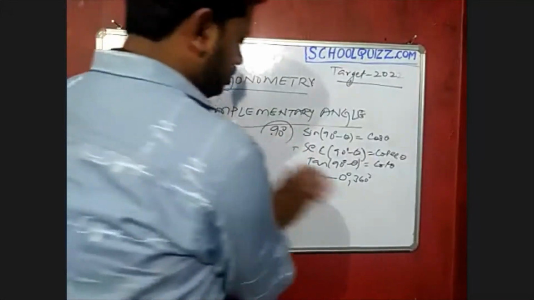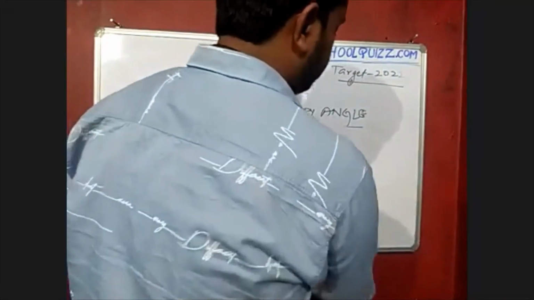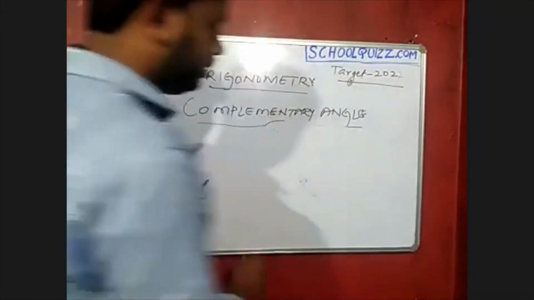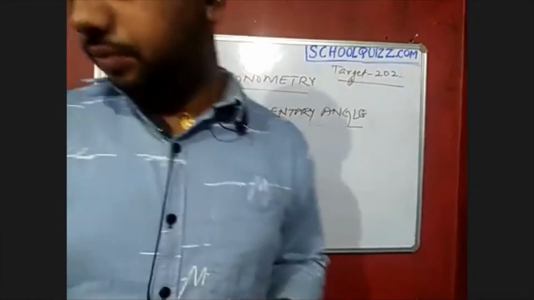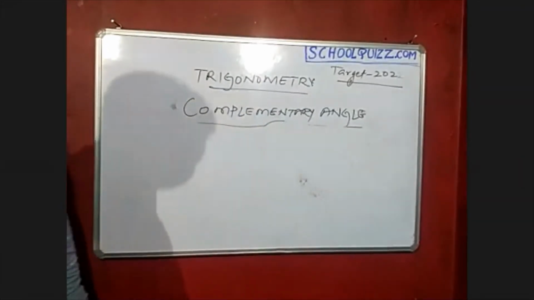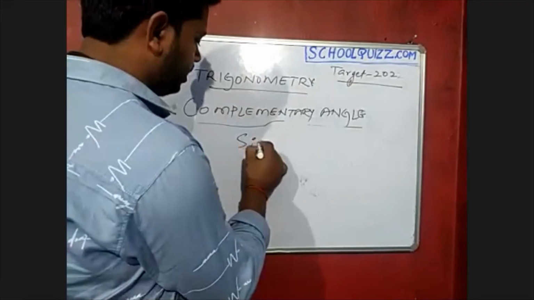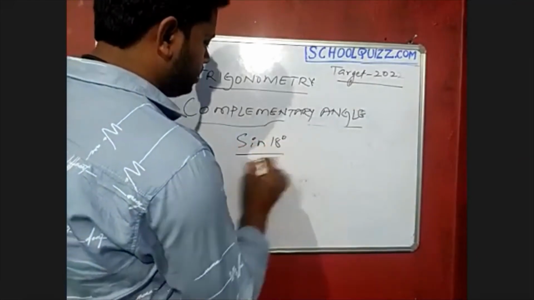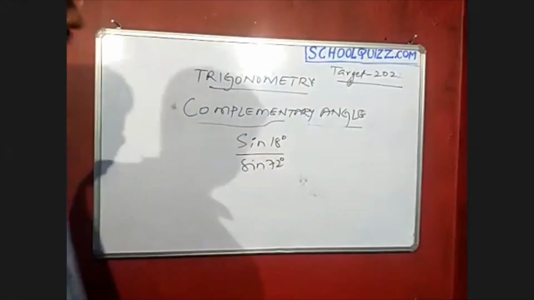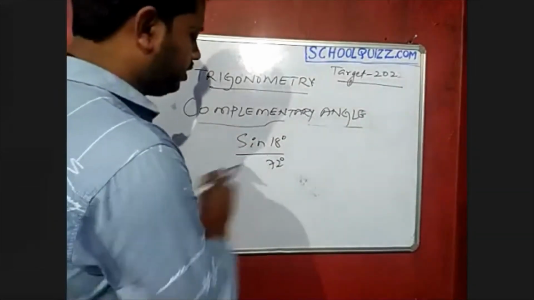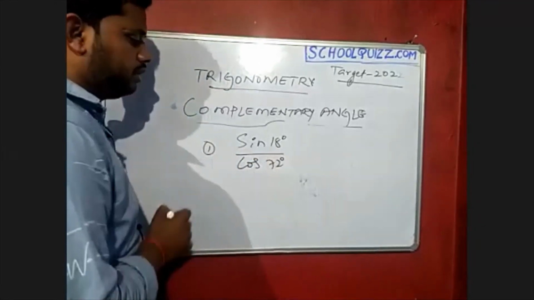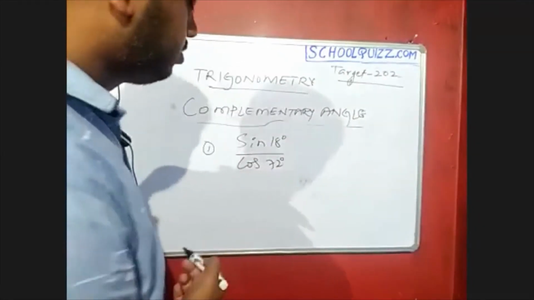So these are the things they included: the quadrant rule and complementary angles in trigonometry. You have to understand the basic things. Let it be one question. They mention sin 18 degrees and sin 72 degrees, let it be these angles. So suppose sin 18 degrees by cos 72 degrees. If I need to find this, how can we solve the question?